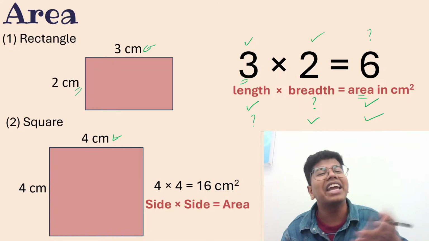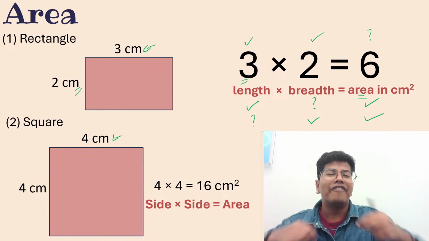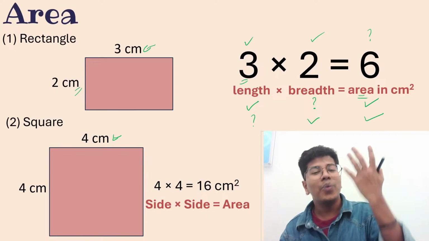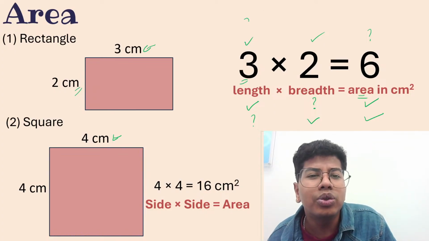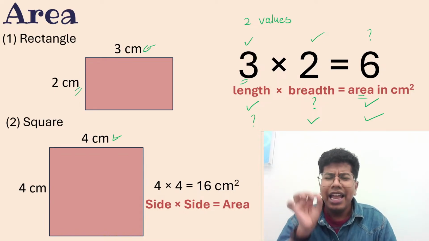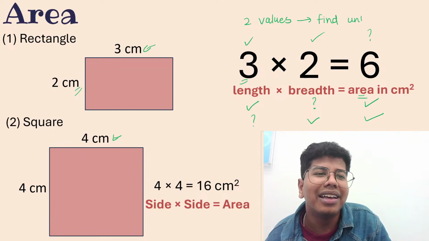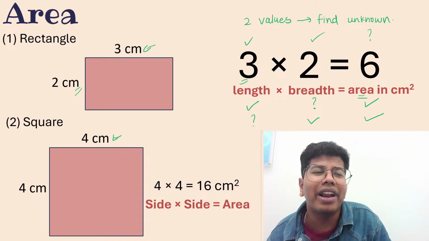Perfect. It's just again divide. So what we can observe here is in the formula for a rectangle, we have to know just 2 values, either length, breadth or area. If we know any 2 values, we can find the third one. Find unknown. So this is for rectangle.